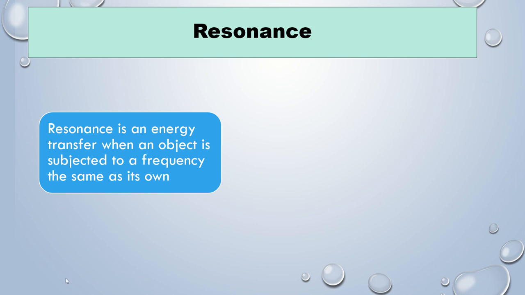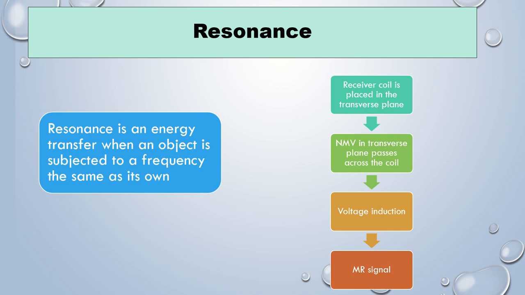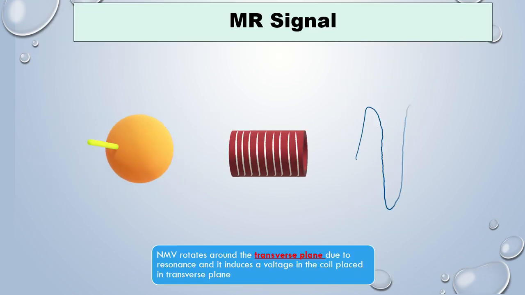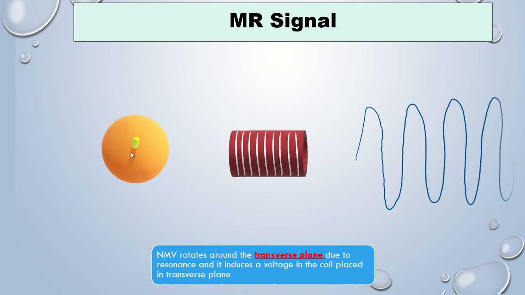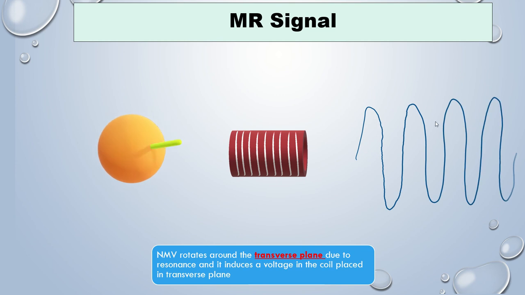Let's quickly learn the concept of resonance. Resonance is an energy transfer when an object is subjected to a frequency the same as its own. So now we know that we have a net magnetization in the transverse plane. So you put a receiver coil in the transverse plane. The NMV in the transverse plane passes through the coil, and then you get voltage induction, which is going to be converted to give you the MRI signal. So again, your NMV is rotating in the transverse plane. You put in an induction coil, and then you get the MRI signal.